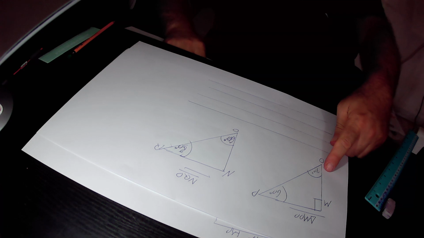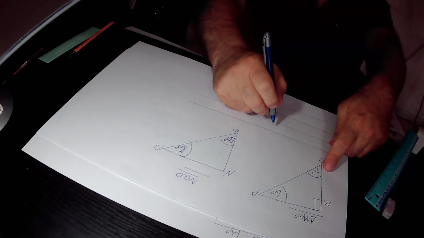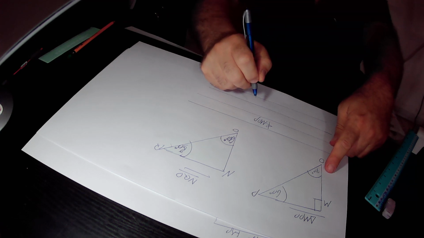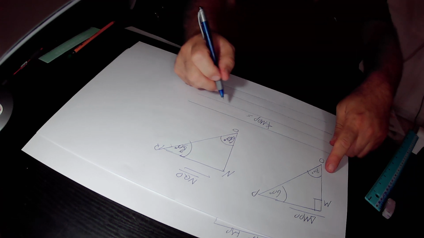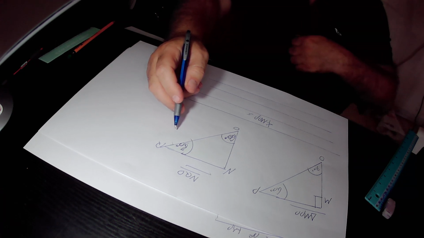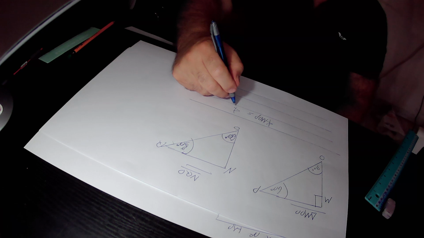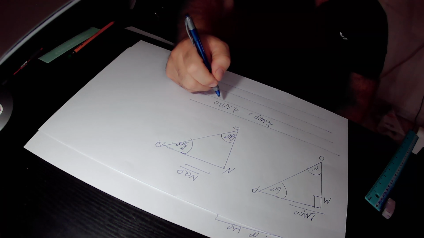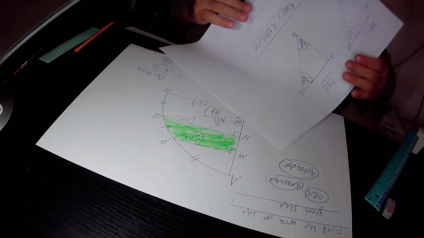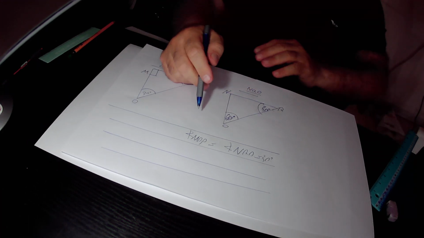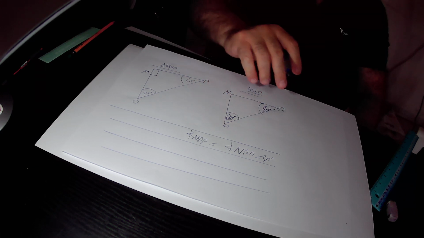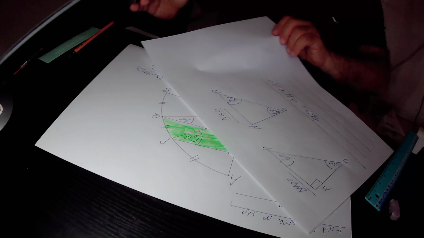So this is angle MOP in the right triangle MPO, and it is equal to this angle, that is angle NQO in the right triangle NQO. Angle MOP equals angle NQO, they are both equal to 30 degrees, therefore they are equal to each other.